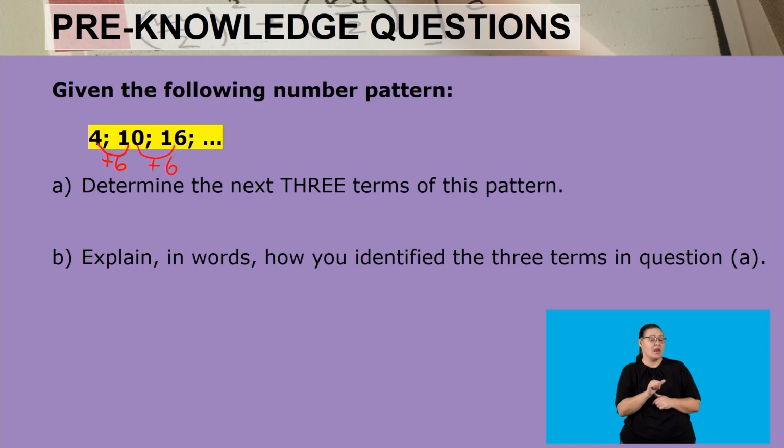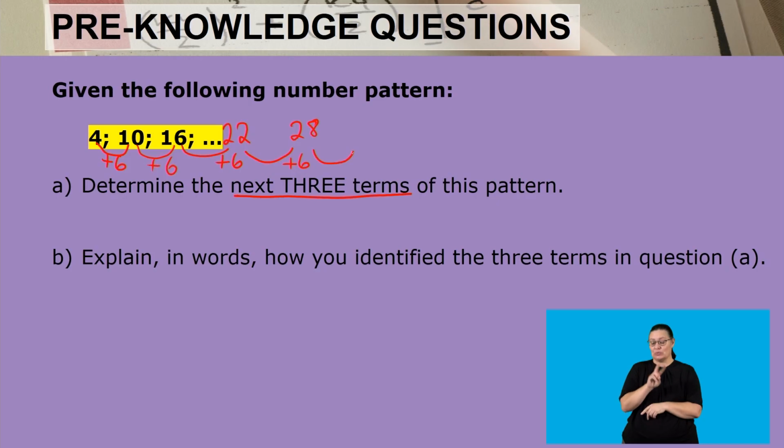So how do you think we are going to find the next 3 terms? Yes, from 16, we add a 6, and that gives us 22. Then from 22, we add a 6 again. Remember, we are adding a 6 because we have noticed that this is the pattern with those first 3 numbers. So from 22, adding 6 again gives us a 28. And lastly, because we were asked for the next 3 terms, we add 6 again to 28, and that gives us a 34.